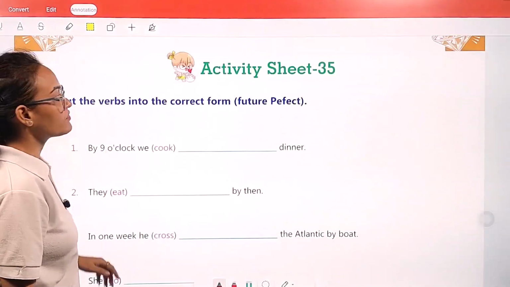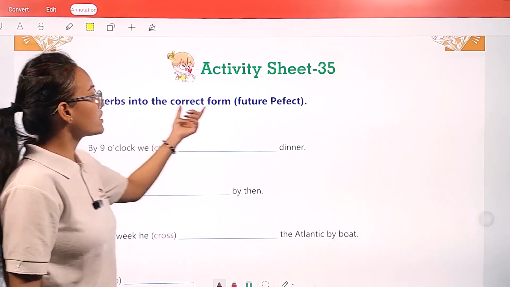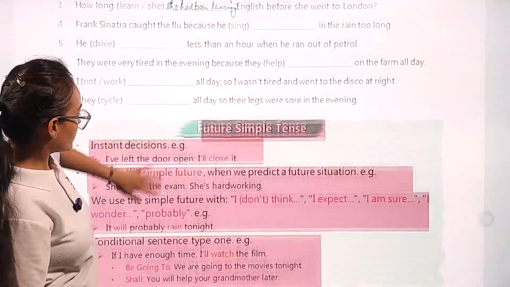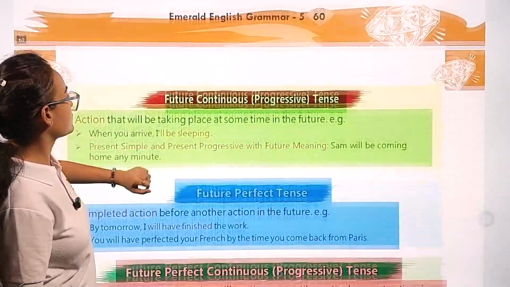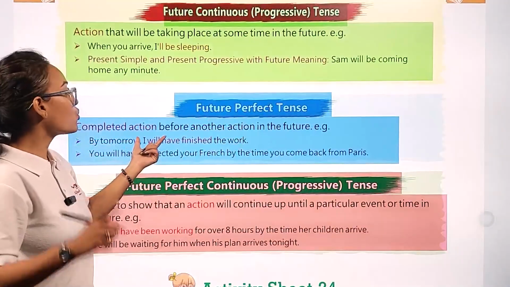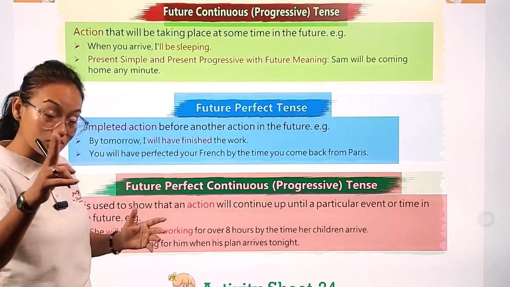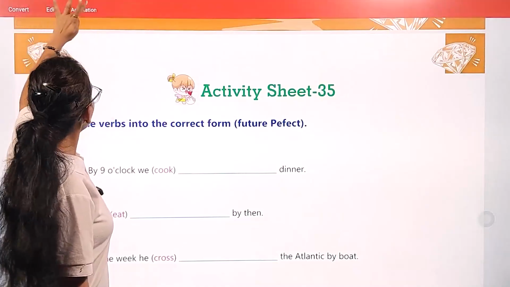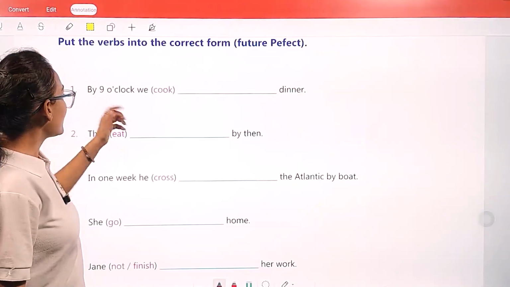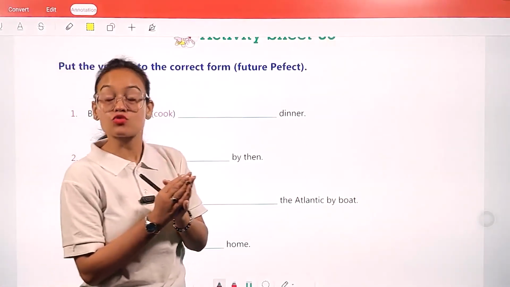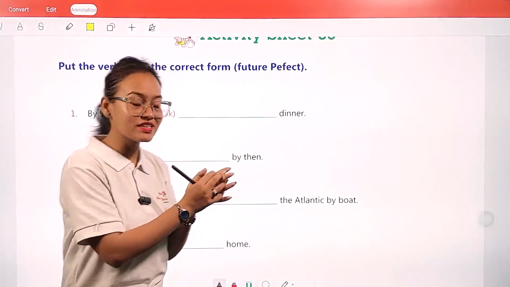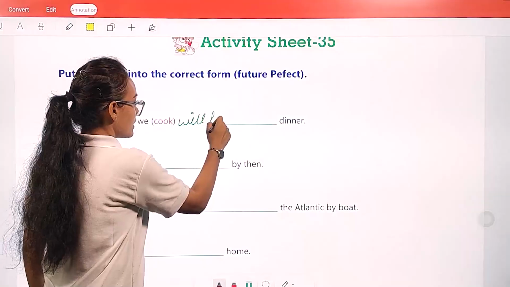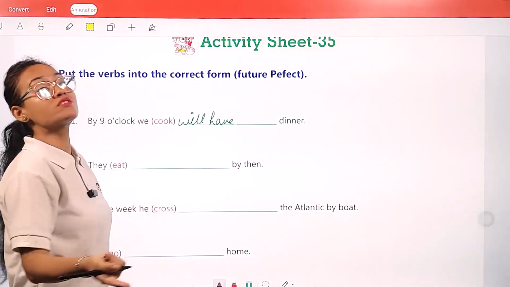Now in activity sheet number 35, put the verbs into the correct form, future perfect. For future perfect, my dear students, remember this thing: we are going to use will have, these two extra words. So let's complete activity sheet number 35. By 9 o'clock, we cook dash dinner. While using will have, we complete this fill in the blank: by 9 o'clock, we will have cooked dinner.